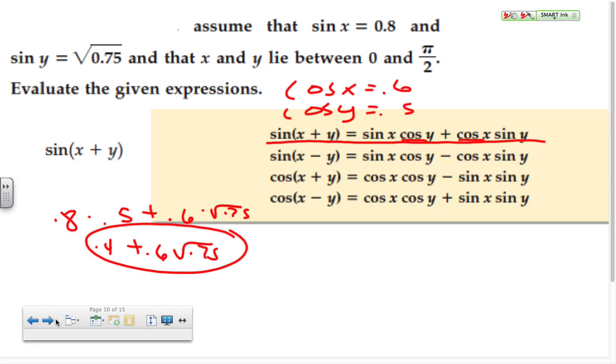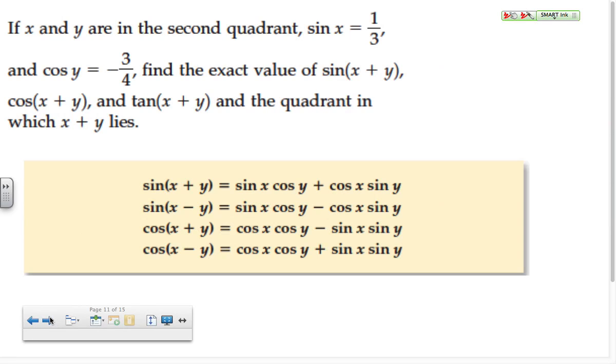Next example. Okay, x and y are in the second quadrant. Sine of x equals 1/3. Cosine y equals -3/4. Okay, because in the second quadrant, cosine is negative. Find the exact value of sine x plus y, cosine x plus y, and tangent x plus y, and the quadrant in which x plus y lies.